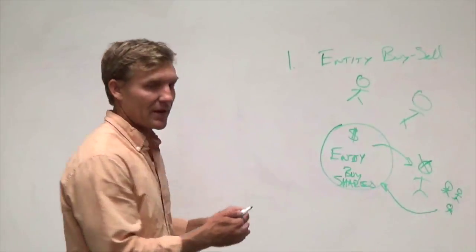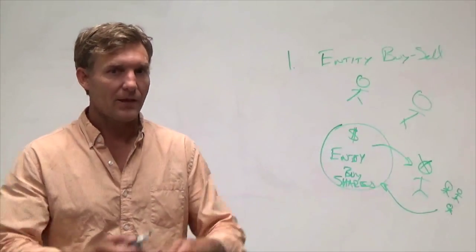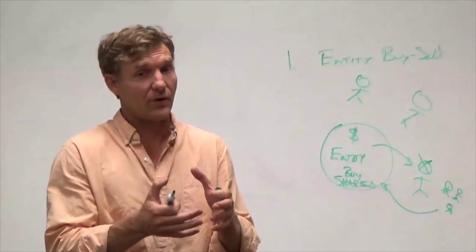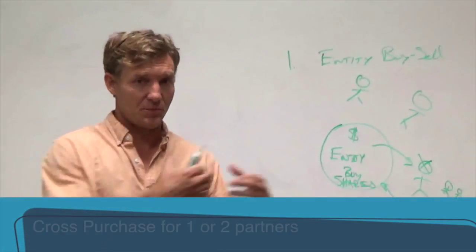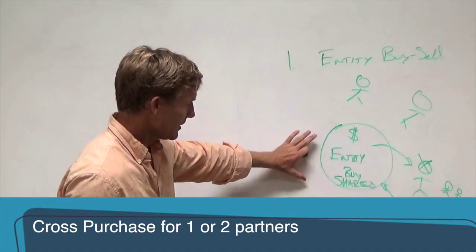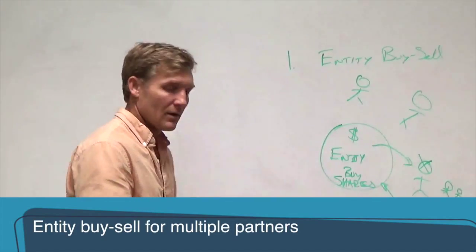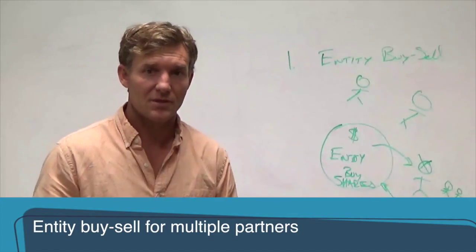So a cross-purchase buy-sell is a fine structure when there are only two partners. It's not fine when there's only one partner, frankly, or one shareholder, and you're just buying out the family and the employees are taking it. But ultimately, the entity buy-sell works best if you have multiple partners. And that's the difference between the two different types of buy-sell agreements.